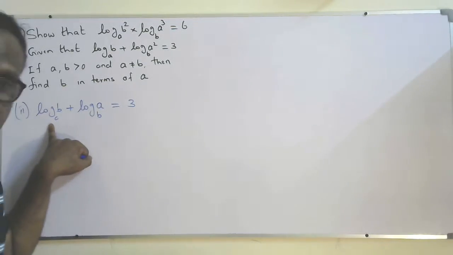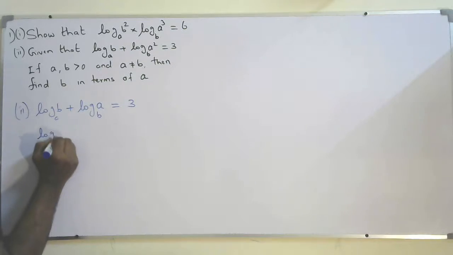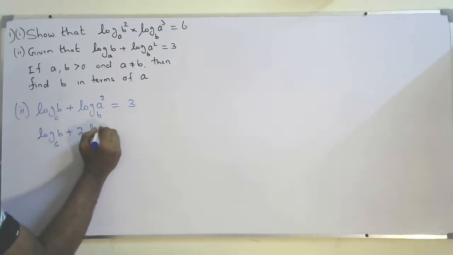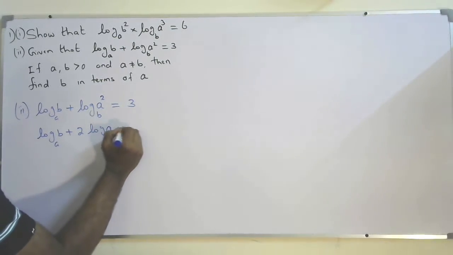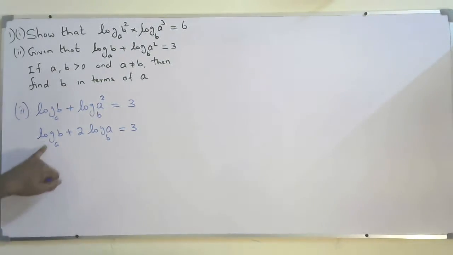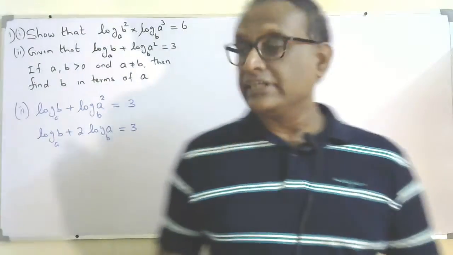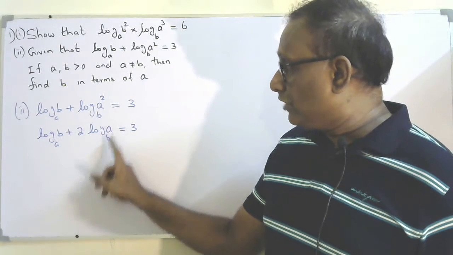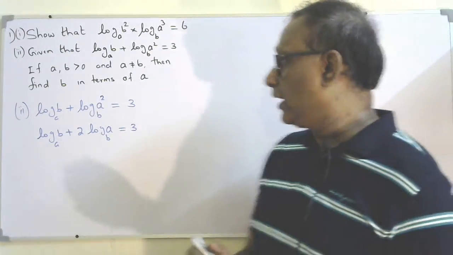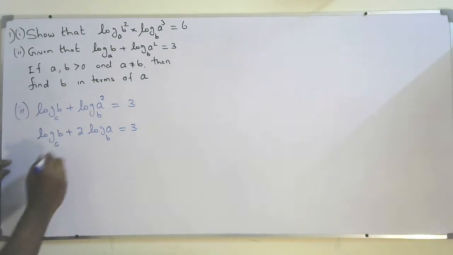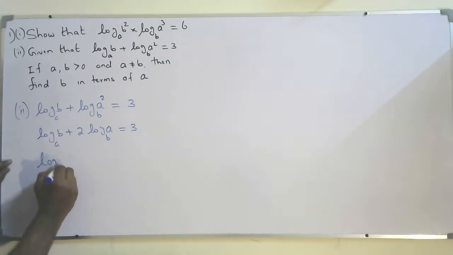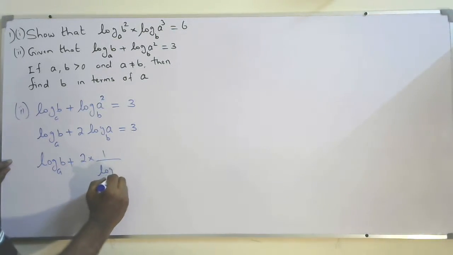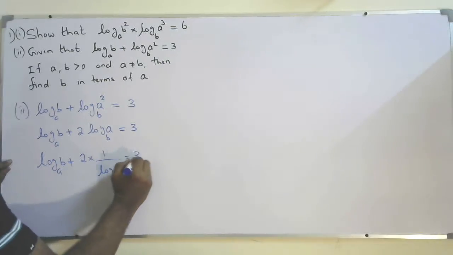Okay, so this I can write log a of b plus 2 times log b of a equal 3. So here you can see they are in different ways. This is a of b, this is b of a. I know that log b of a could be written as 1 over log a of b. So I'm going to use that relationship. So this could be written log a of b plus 2 times 1 over log a of b equal 3.